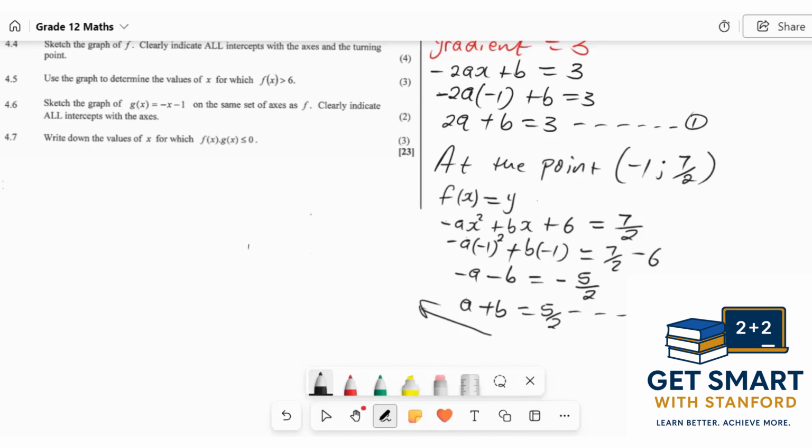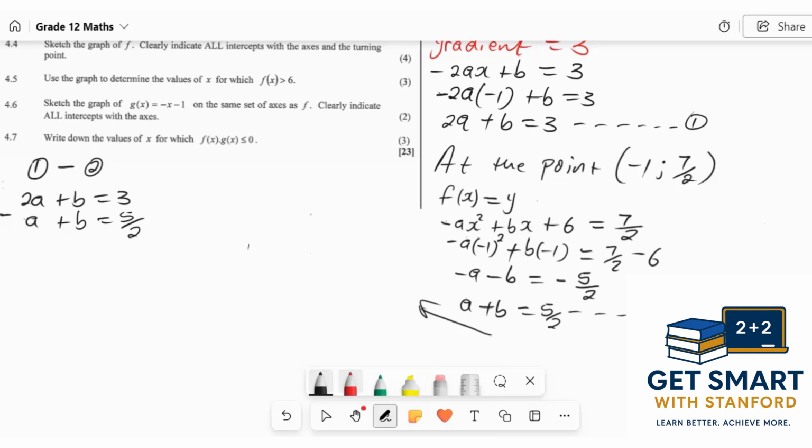We have this equation. So now let us subtract equation 2 from equation 1. Then we'll have equation 1 minus equation 2. What is equation 1? Equation 1 is 2a plus b equals 3. That's equation 1. We are subtracting equation 2, which is a plus b equals 5 over 2.